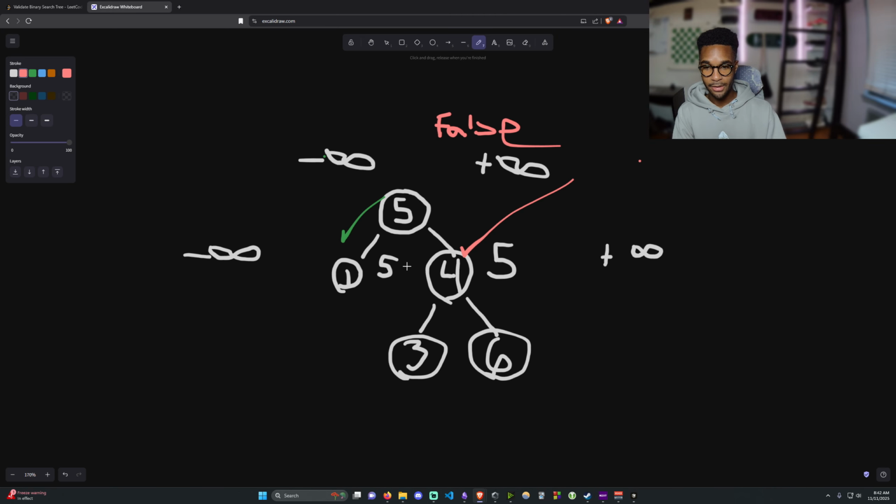And just to quickly illustrate that again, our highest bound here was 5. So this value here that was 1 can't be equal to 5 or greater than 5. If this was a 5 here, this would be invalid because it's equal to the parent node and it has to be strictly less than. And that goes for anything greater than 5 as well.